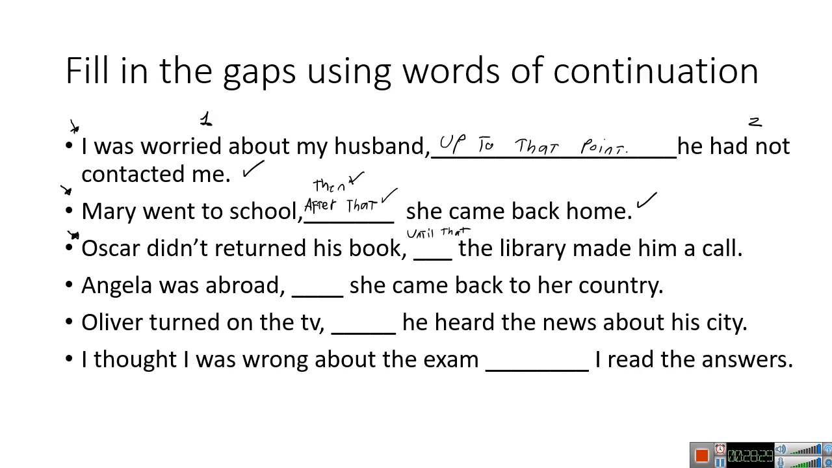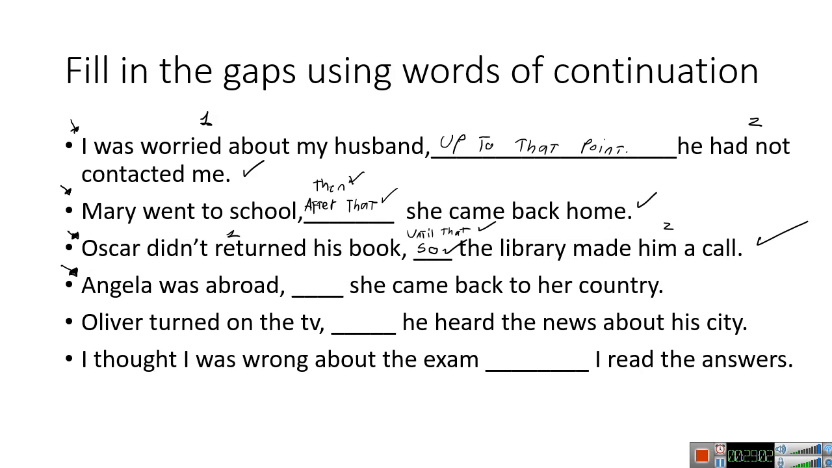Tell me another word we can use here to connect these two ideas. So. This one is actually better because it's talking about a reason. This one works fine, but this one is a little better. Oscar didn't return his book, so the library made him a call. Very good. Now let's go with this one.